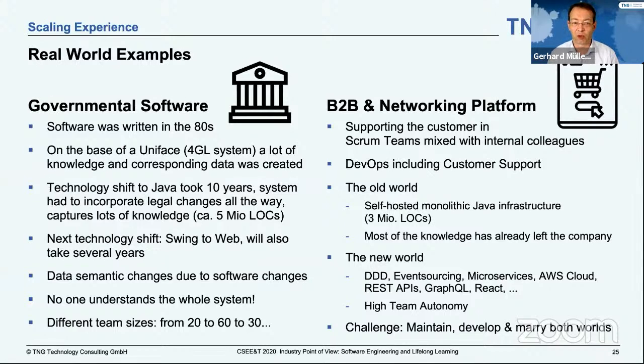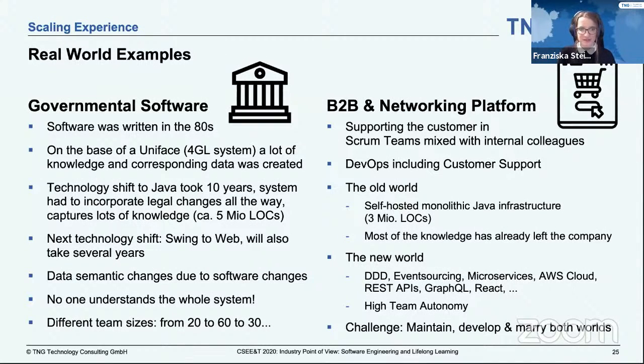Franziska, how is your current project working? So I'm currently working for a B2B and networking platform where we are supporting the customer in Scrum teams. And we're actually not just working together with consultants from TNG, but we are mixed with our internal colleagues, with the software engineers from the customer. What we're doing there, we're doing DevOps. So we're actually implementing and hosting our own stack. And this also includes even customer support, not the real first level support, but some second level to deal with problems.